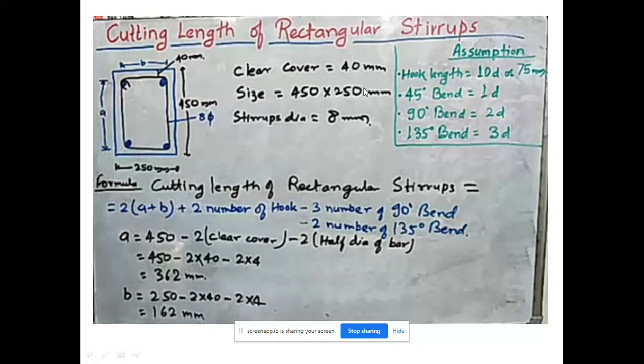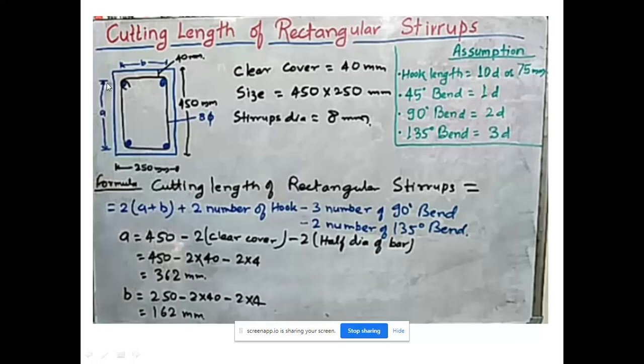So here we have the cutting length of the rectangular stirrup with a clear cover of 40 mm. Let's say we have a column cross section of size 250 cross 450 with stirrup diameter 8 mm. Now here is the cutting length of rectangular stirrups. As you can see, there are 4 bars with 135-degree hooks.